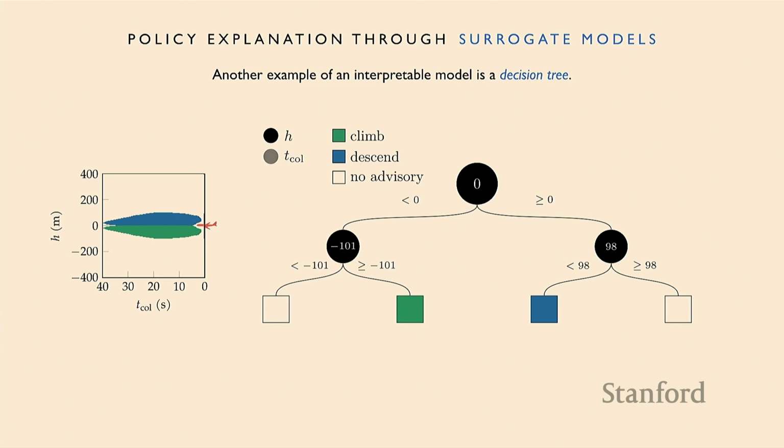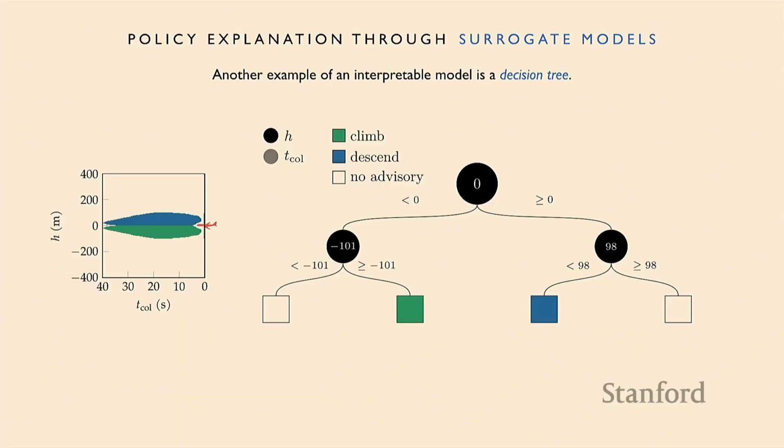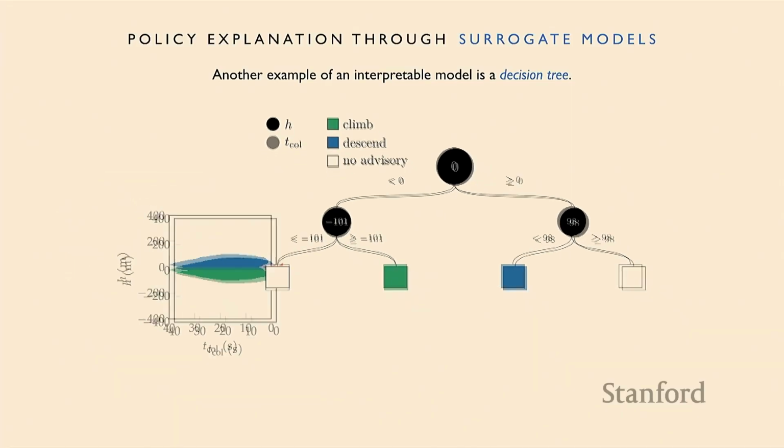Any questions on what this decision tree means? Okay, so this is very interpretable to us. The policy seems pretty sensible. If it's above you, then we check how much above, and if it's far enough above, we do nothing, and if it's too close, then we tell it to climb. This all seems reasonable, so this helps us interpret our policy.